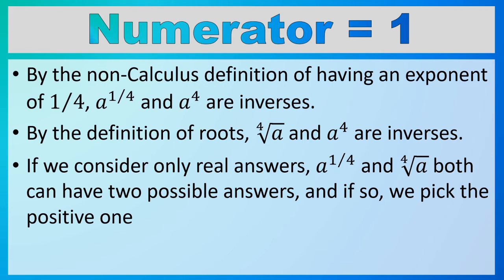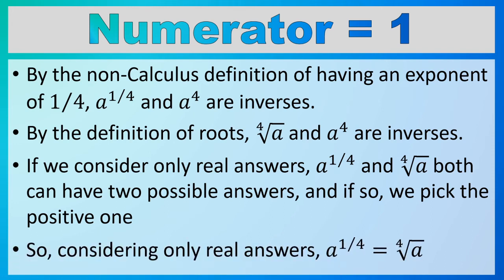Now, it does not have to be that a to the 1/4 power or the 4th root of a has to have two possible answers to pick from. 0 to the 1/4 power and the 4th root of 0 has one possible answer, 0. Either way, considering only real answers, a to the 1/4 is equal to the 4th root of a.